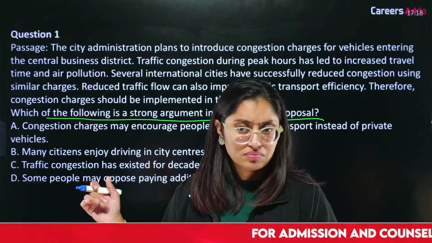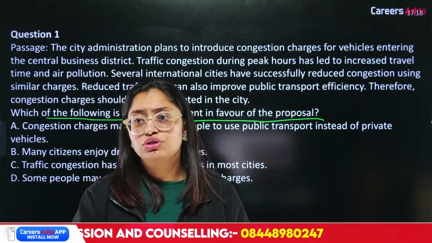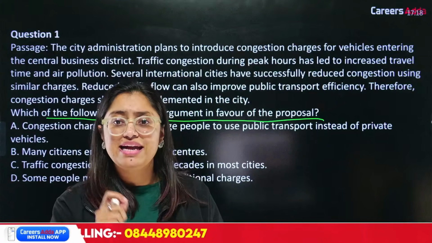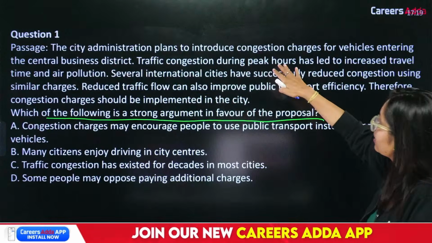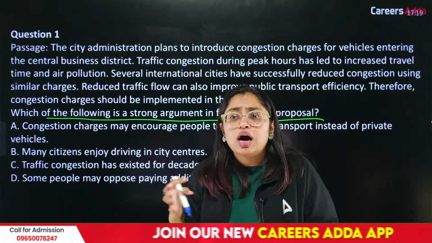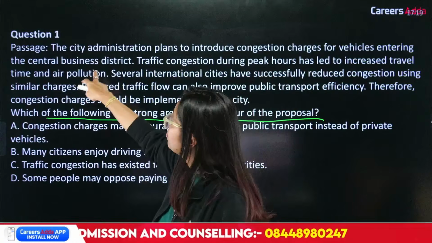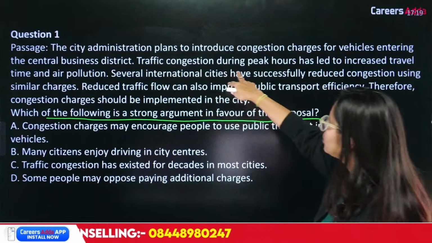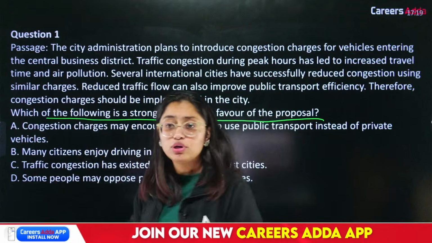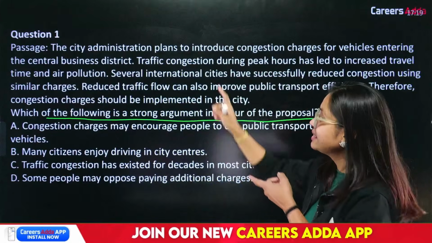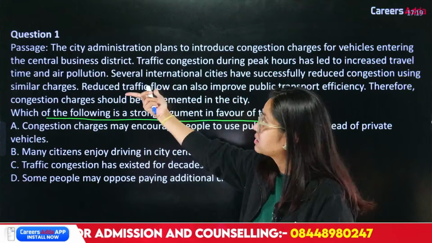So what according to the passage is given? The passage says the city administration plans to introduce congestion charges for vehicle entering the central business district. So city administration क्या करना चाहता है? वो introduce करना चाहता है congestion charges. मतलब आप क्या कर रहे हो? आप एरिया को और crowded बना रहे हो, ठीक है, तो उसके लिए charges लगेंगे for vehicles entering the central business district. Cool.